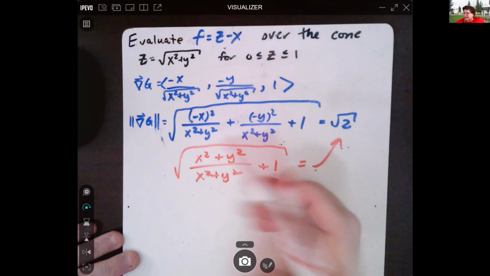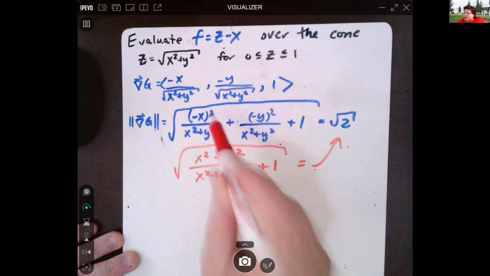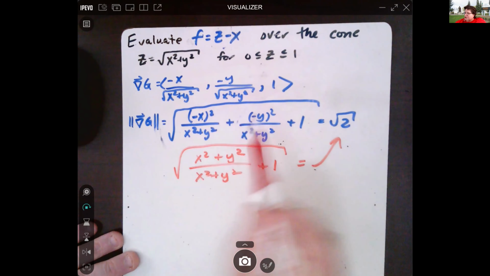Make sure when you're plugging things in, if it gets squared, the negative gets squared too. Do not write negative x squared because it stays negative. We are squaring a negative number and the result becomes positive. I've seen a lot of sloppy work on tests in that regard, so you want to make sure you do that.